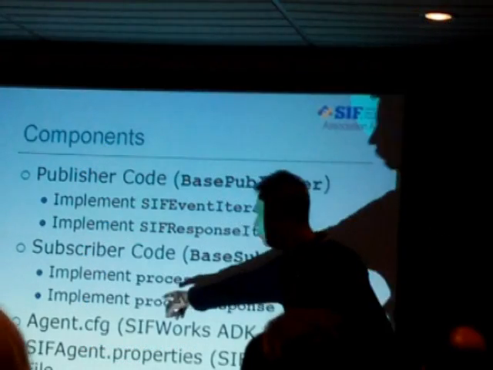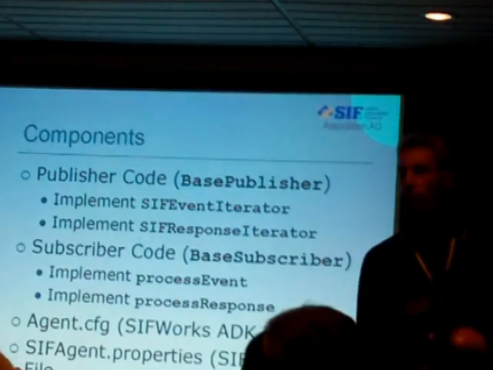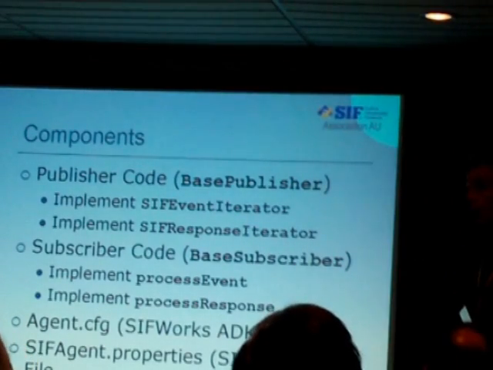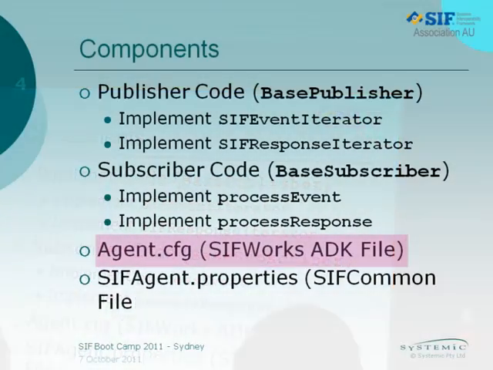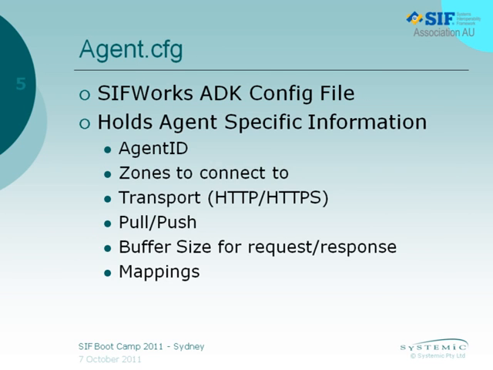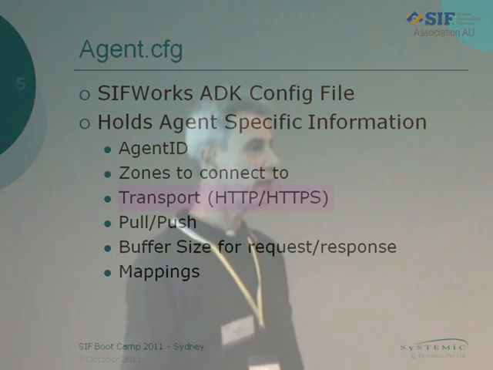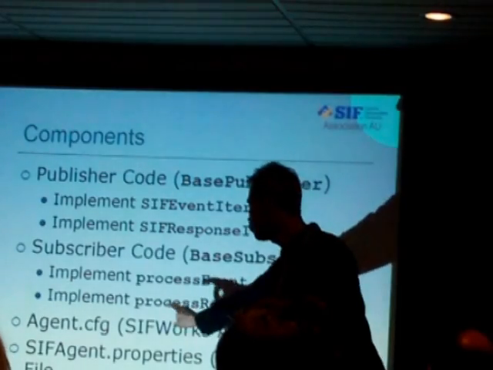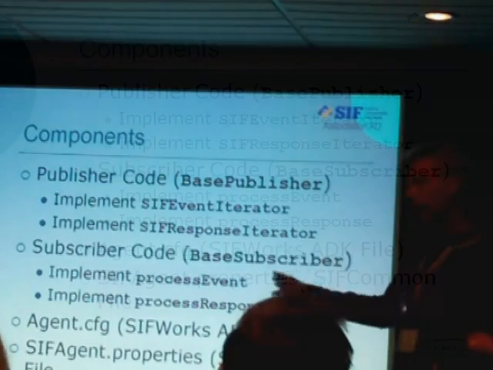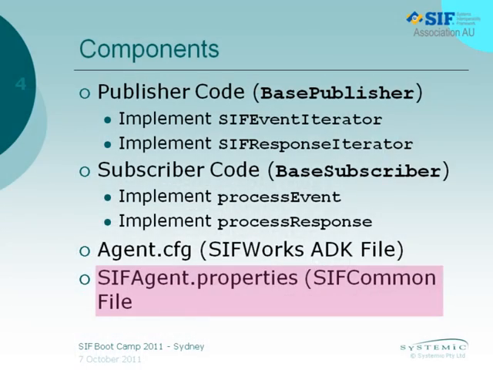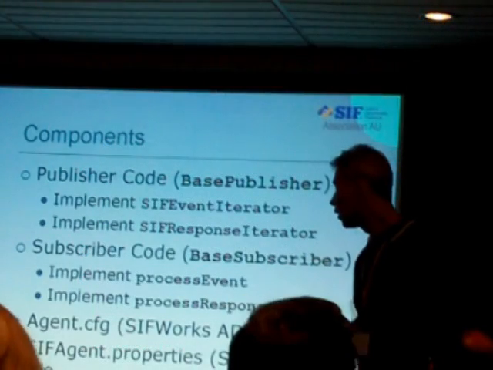You have a couple of configuration files, the agent CFG. That's the one the Pearson's SCF works ADK requires. It has things in there like the zone URL, the zone you can connect to. It has things in there like, am I a pull or push agent? Do I use HTTP, HTTPS? That sort of thing. It's all the infrastructure-style things. The SCF agent.properties file, you can name that differently. And when you read through the documentation, it will explain it to you. But for the moment, that's what it's called.